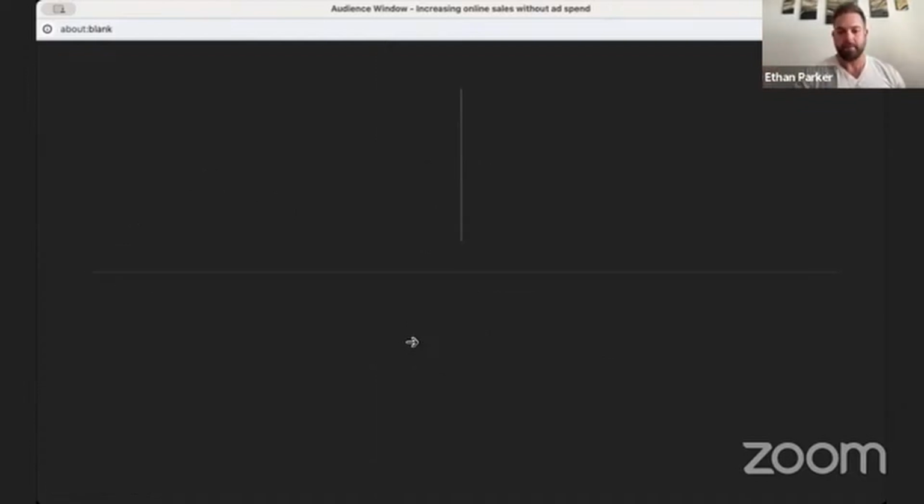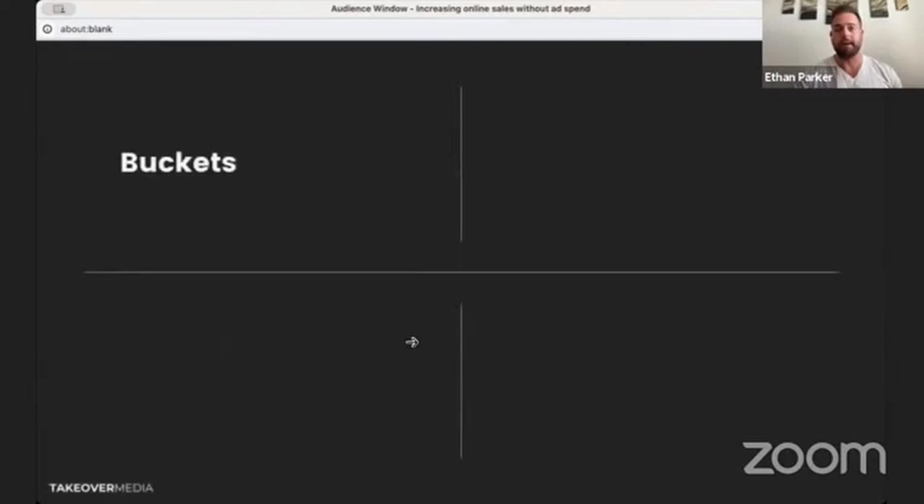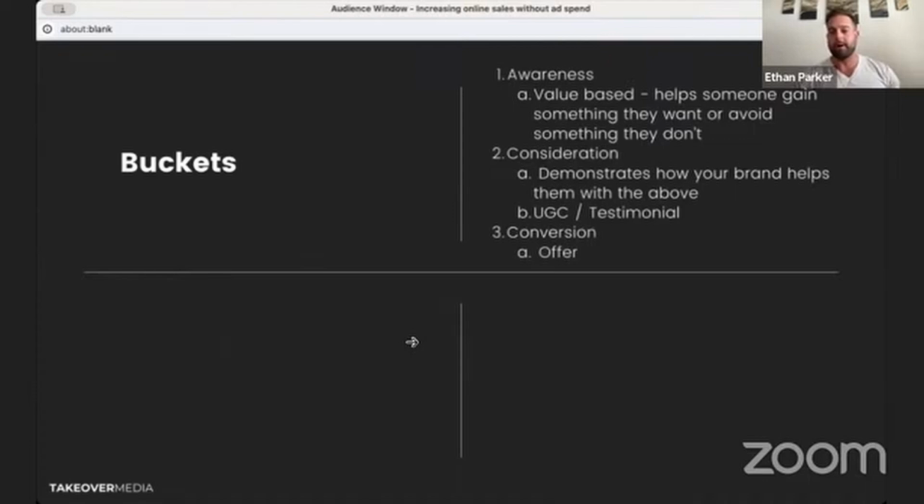So, more insight on the buckets thought. Again, the buckets are awareness, consideration, conversion. Awareness is going to be value-based type content. So how do you help someone gain something they want or avoid something they don't? Essentially, that's a core way to think about that. There are always ways to do this.